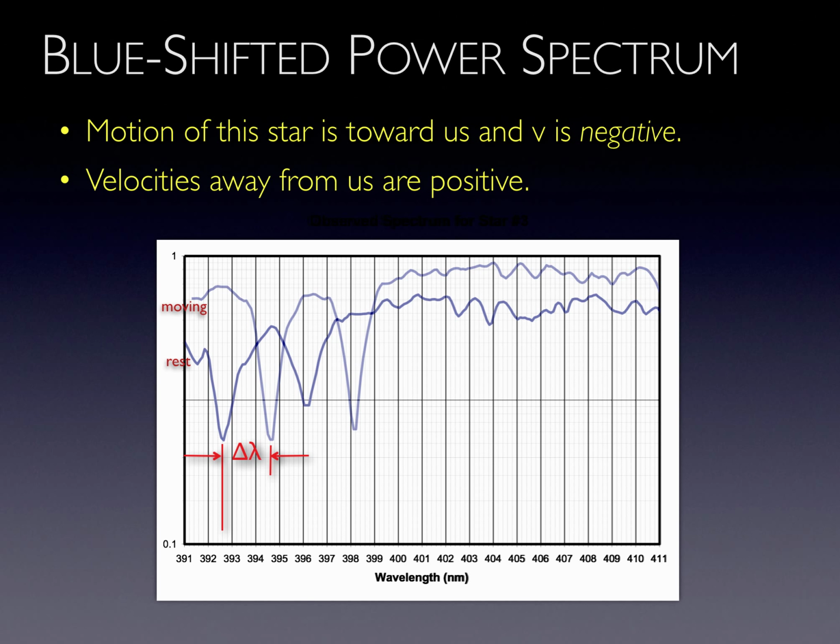If the shift is positive, the source is moving away from the observer. If the shift is negative, the source is moving toward the observer. In this case, the shift is positive and the source is moving away.